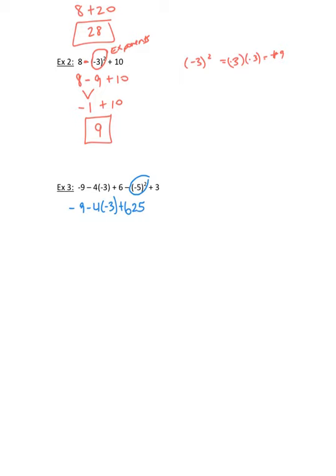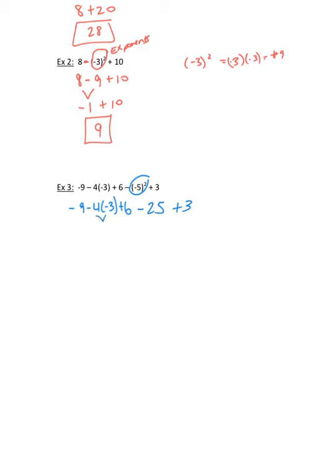Okay. And I'm going to bring down that minus sign that was to the left of the negative 5 squared. So it's minus 25 plus 3. I look to see if I have any more exponents. I don't. Next comes multiplication or division from left to right.